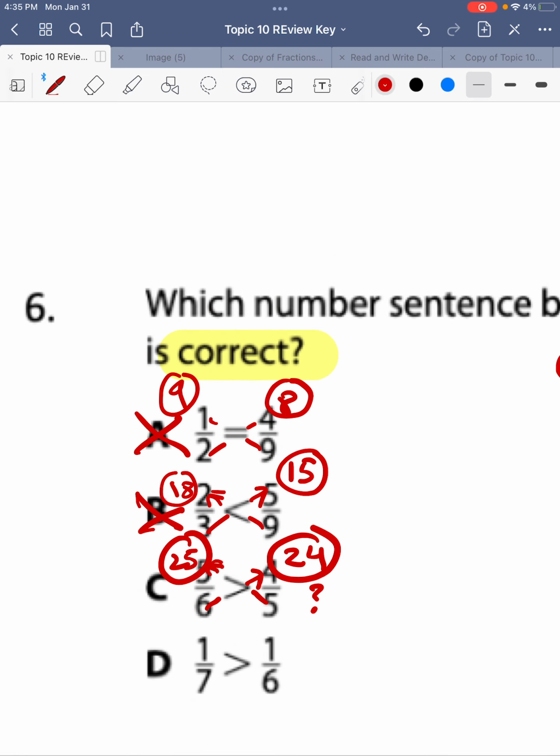Let's do D. D is telling me that 1/7 is bigger than 1/6. So 7 times 1 is 7. 6 times 1 is 6. Okay. If we look, 1/7 has a 6 on it. 1/6 has a 7 on it. 7 is bigger than 6. This is wrong. This is telling me that this fraction right here, 1/7, is bigger, but it's not because 6 is smaller than 7. So my answer is C.